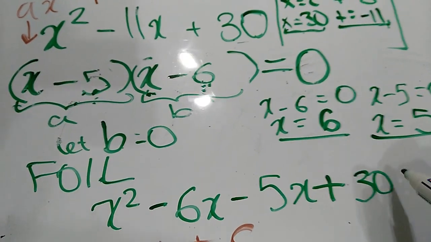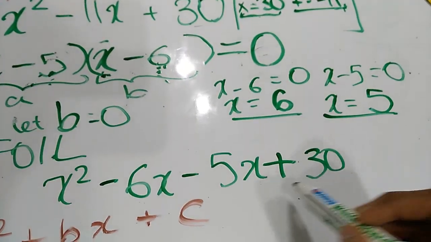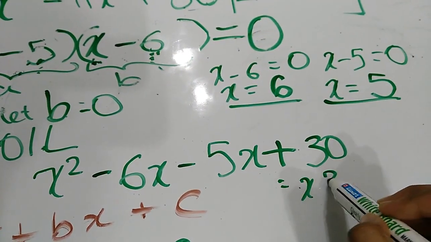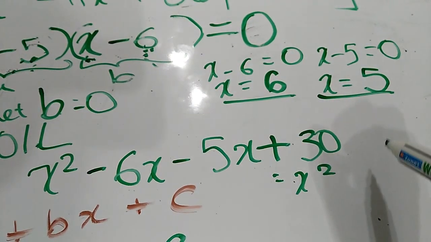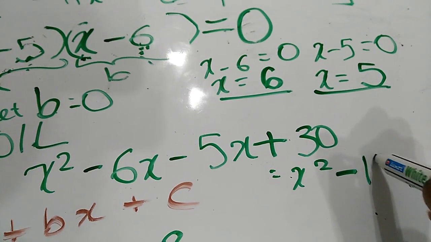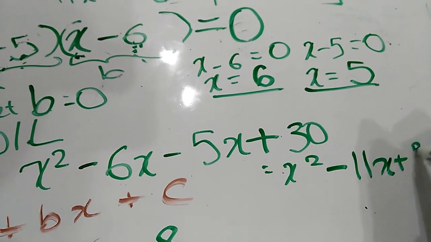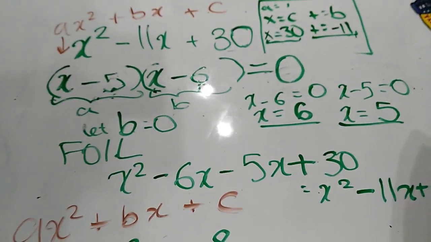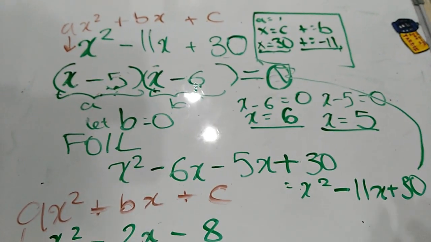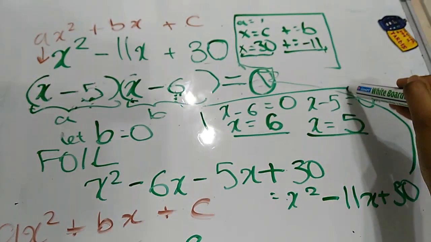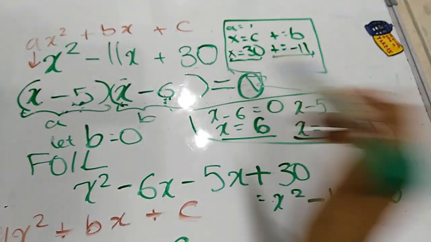Now I can add up my like terms, so that gives me x squared minus 6x minus 5x gives me minus 11x plus 30. And is that what I started out with? Yep, right over there. So that is my answer, and that is correct.